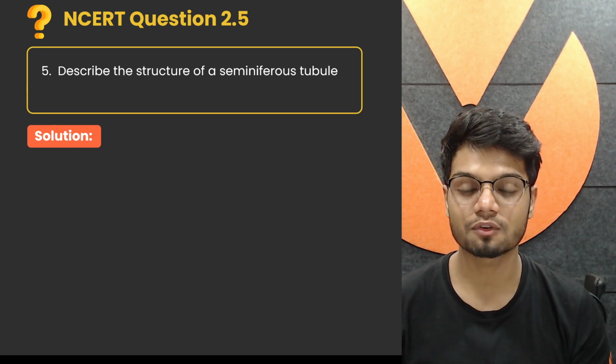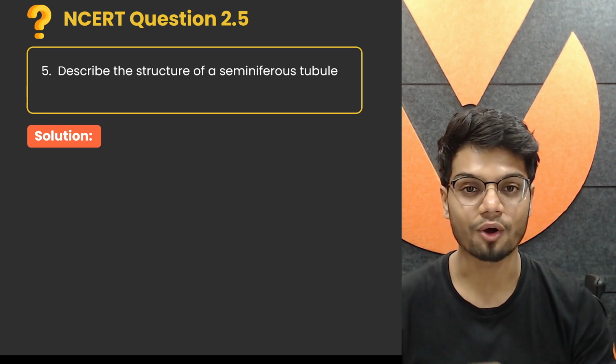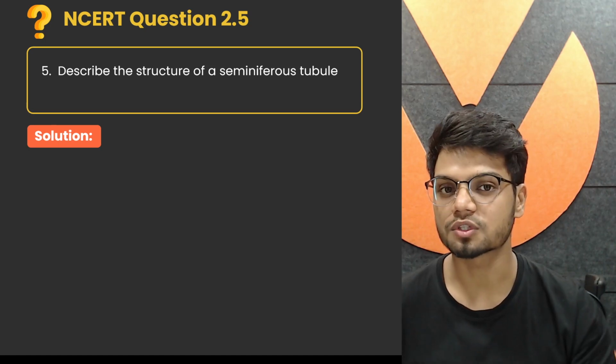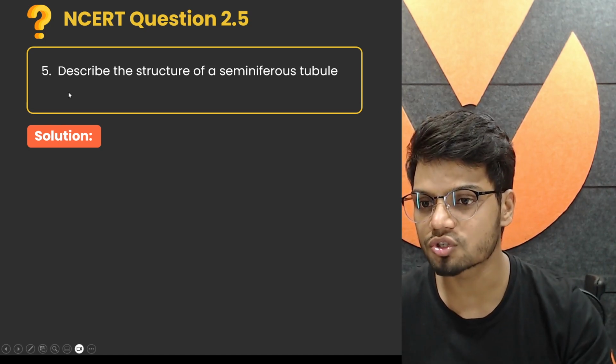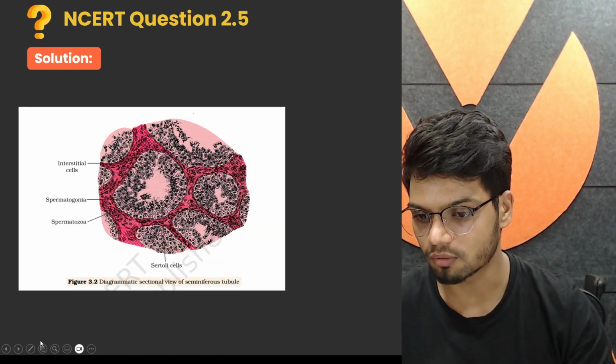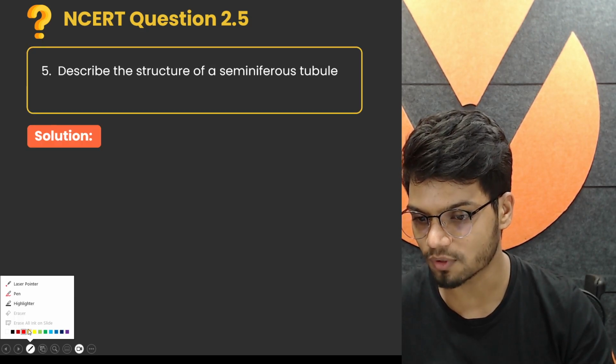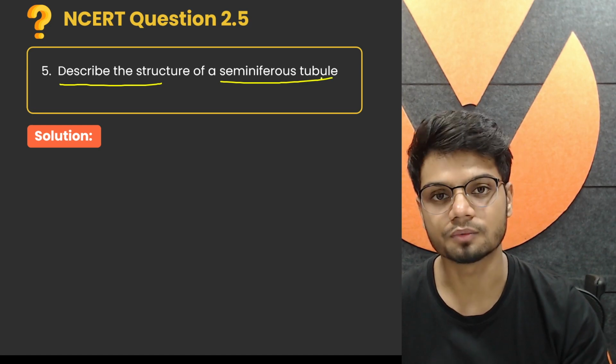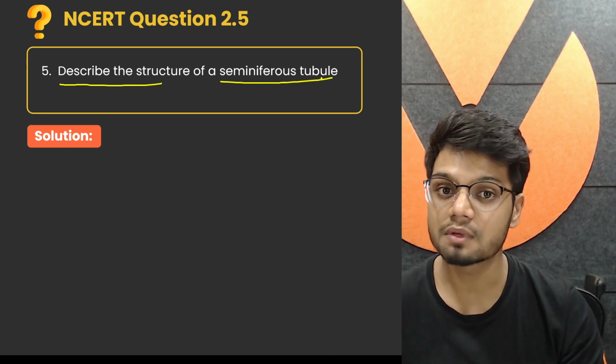I'll be solving questions from the chapter Human Reproduction and also all of biology. Now, let's quickly look at the question. What does the question say? Describe the structure of seminiferous tubule. They're asking you the structure of seminiferous tubule.